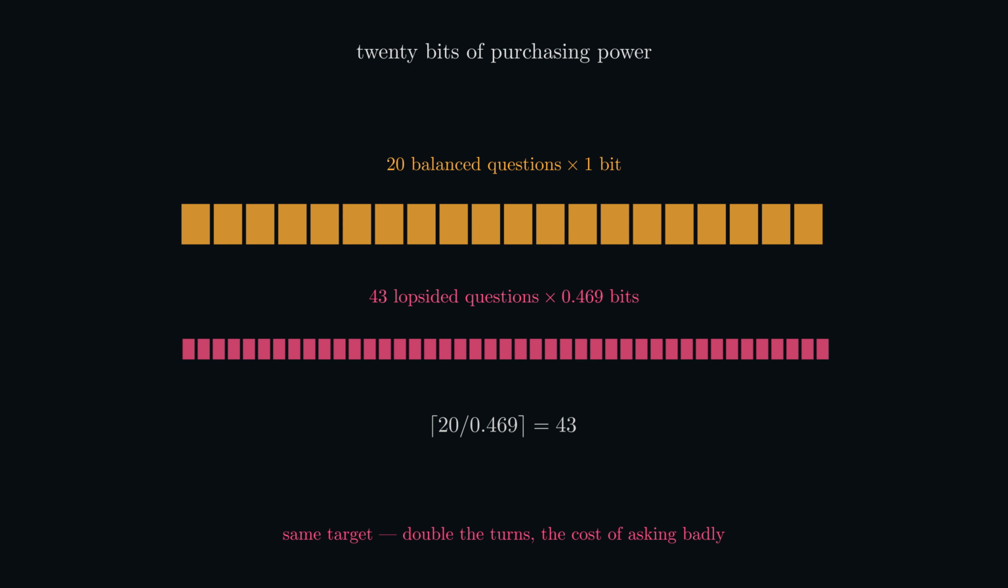To gather the same 20 bits, you now need about 43 questions. Same game, same target, double the turns, the cost of asking badly. 20 questions is really a budget, 20 bits of purchasing power, spent well or squandered.